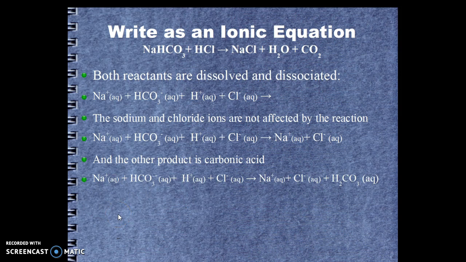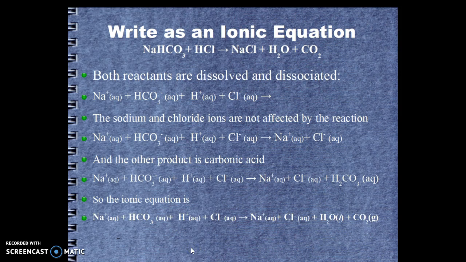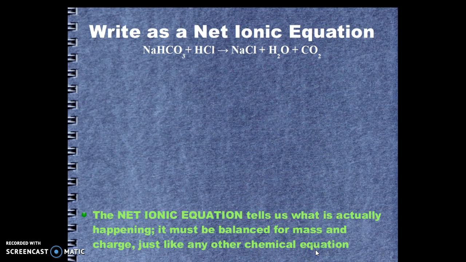The other product is carbonic acid, and we see that here in what we now have as the total ionic equation. The ionic equation is sodium ions and hydrogen carbonate ions dissolved in water react with hydrogen ions and chloride ions dissolved in water to form sodium ions and chloride ions dissolved in water, liquid water, and carbon dioxide. That is the full ionic equation.